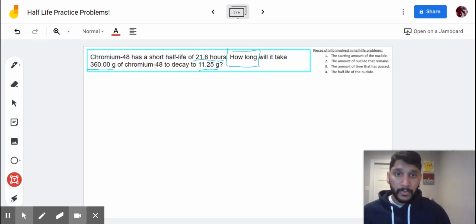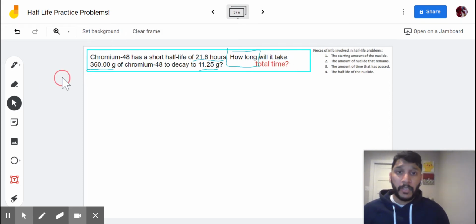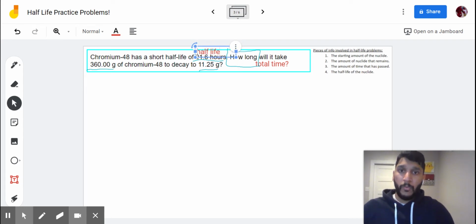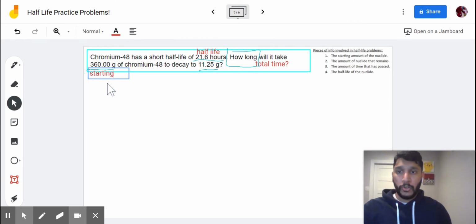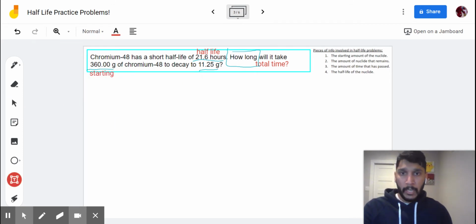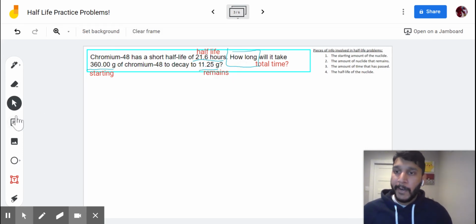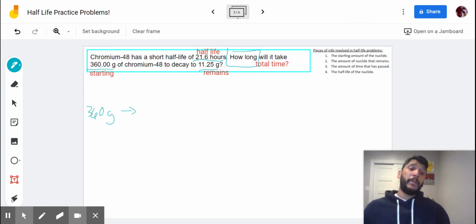So we don't have our total time, like in the last problem we did. This time we're looking for how long this is going to take. We are given the half-life though, and we're also given our starting amount, and what remains. All right, cool. So we're starting off with 360 grams, and we're just trying to get to 11.25 grams.